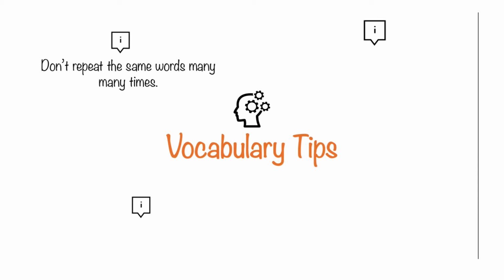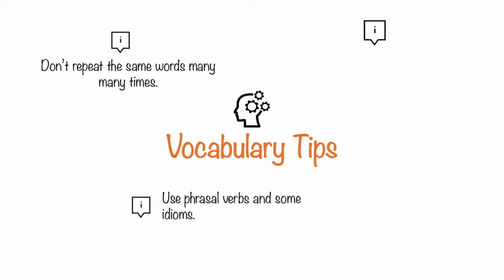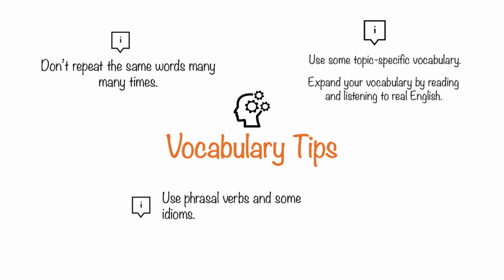Secondly, to get a score of above 7, you need to show the examiner that you can use phrasal verbs or idioms. We have a lesson on idioms coming up soon that will help you with this. Finally, you should use some topic-specific vocabulary. This is vocabulary that we only use when talking about a specific topic. For example, the adjective user-friendly means easy to use. However, it is almost always used when talking about technology.